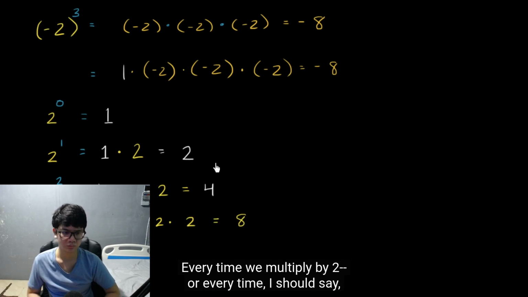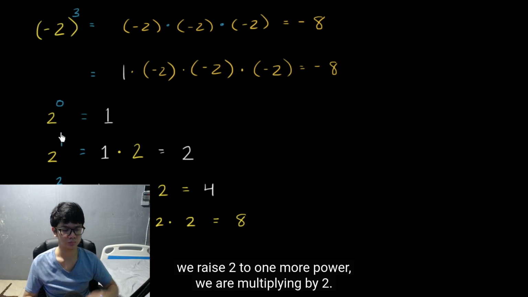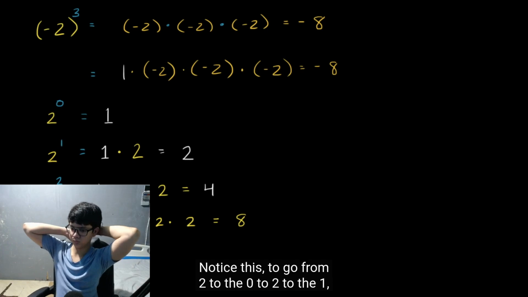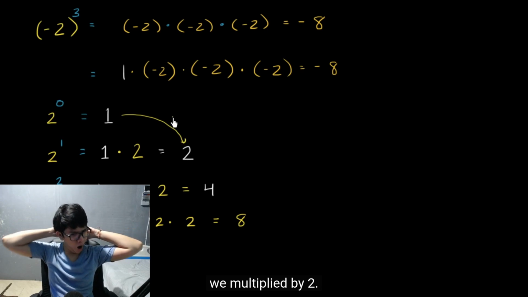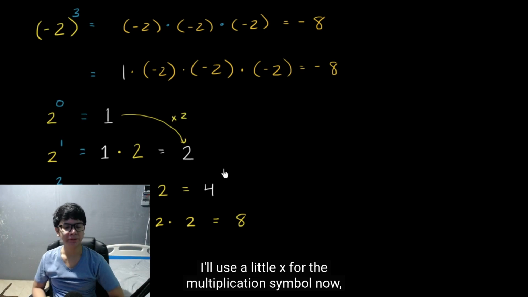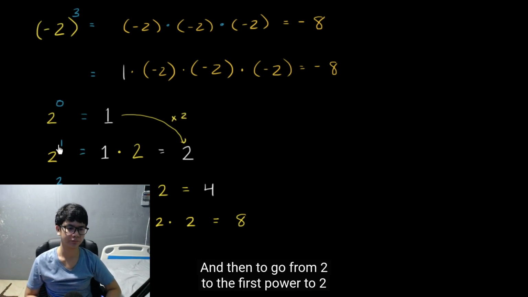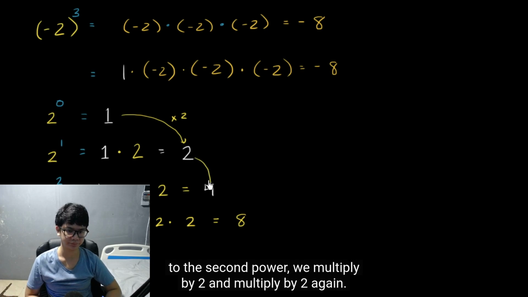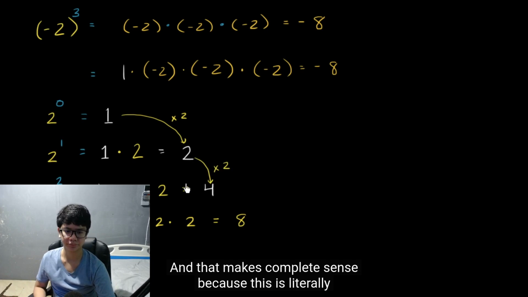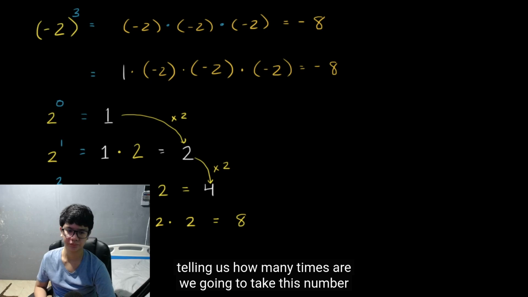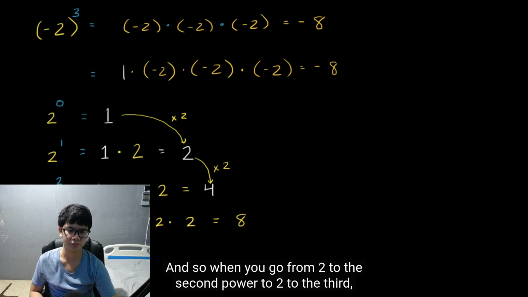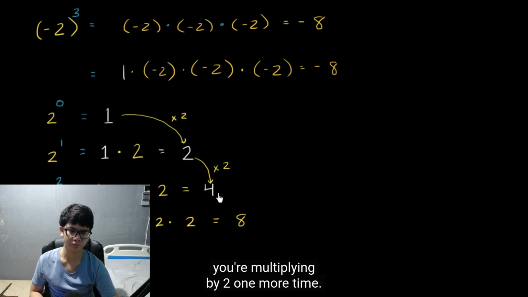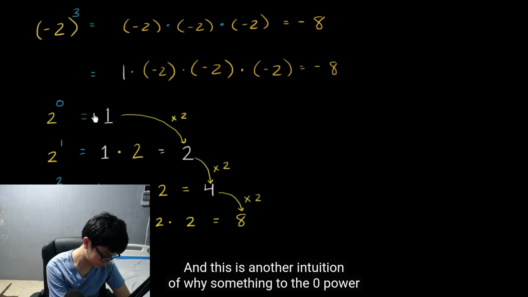Every time we raise 2 to one more power, we are multiplying by 2. Notice this. To go from 2 to the 0 to 2 to the 1, we multiplied by 2. I'll use a little x for the multiplication symbol now, the little cross. And then to go from 2 to the first power to 2 to the second power, we multiply by 2 again. And that makes complete sense because this is literally telling us how many times we're going to take 1 and multiply it by this number. And so when you go from 2 to the second power to 2 to the third, you're multiplying by 2 one more time.